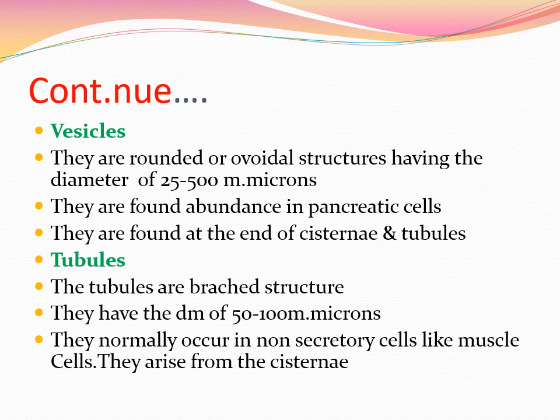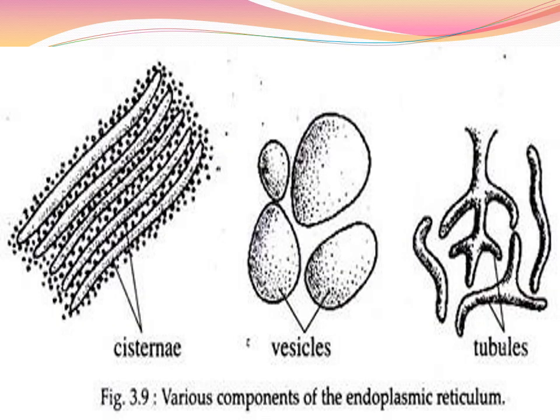So the second component is vesicles. A vesicle is a rounded or ovoidal structure and they have a diameter of about 25 to 500 millimicron and they are found in abundance in pancreatic cells and they are found at the end of cisternae. Then tubules. The third component is tubules. So tubules are branch-like structures and they have a diameter of about 50 to 100 millimicrons and they normally occur in non-secretory cells like muscles and they arise from cisternae. So these are all the various components of endoplasmic reticulum: cisternae, vesicles and then tubules.